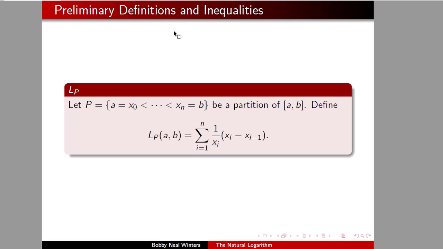We're going to define something called L sub P. The P refers to a partition. Let P be the partition a = x_0 < ... < x_n = b. And now define L sub P of (a, b) to be equal to the sum from i = 1 to n of 1 over x_i times (x_i minus x_{i-1}).